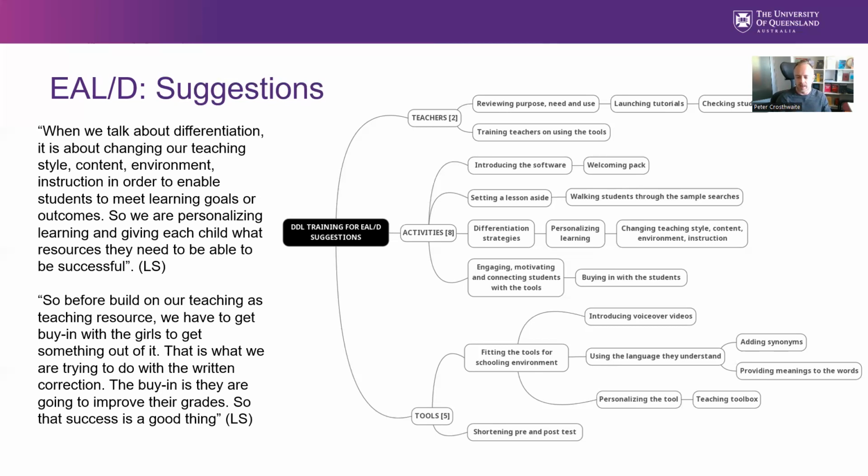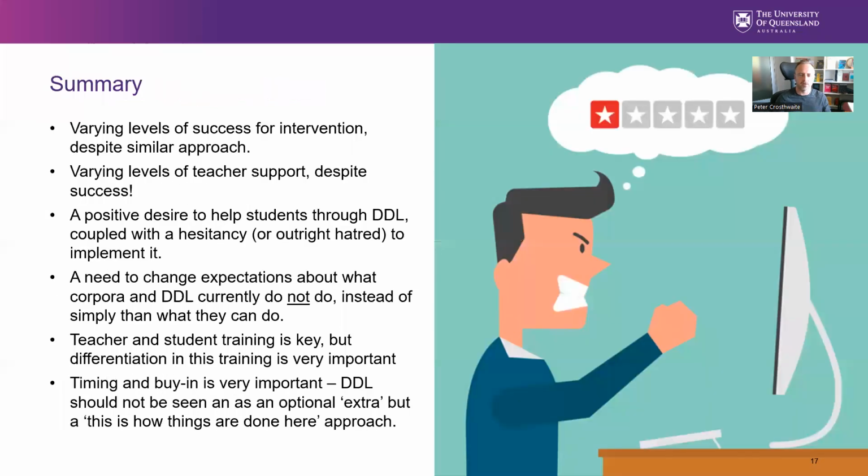So clearly, despite the failures of this particular intervention, there's a lot to build on and a lot of positive goodwill about how DDL can help these students, even if it didn't pan out in the way that we initially expected. So just to summarize, two different interventions, varying levels of success, despite a similar approach, which shows that DDL practitioners and applied linguists have to be clever in tailoring the DDL interventions to the specific needs of the teachers and the students.